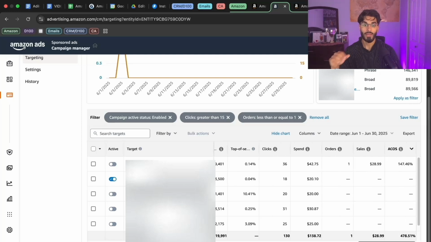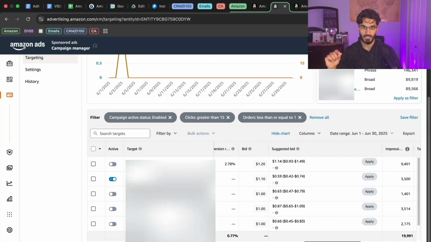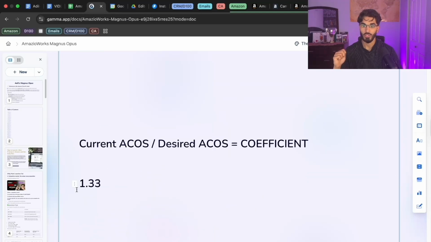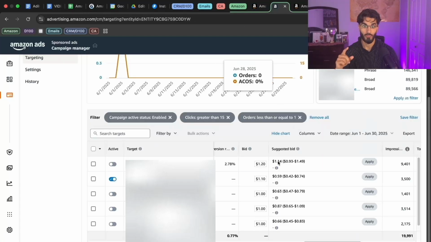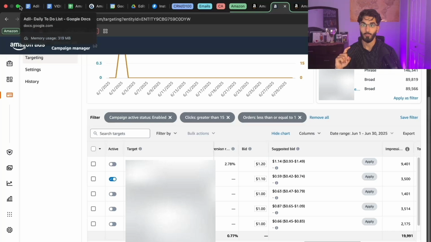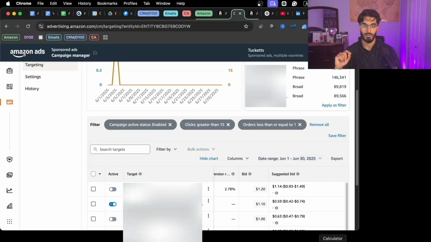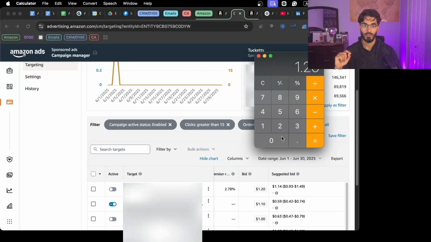But how we can use the coefficient in an example like this is if our bid is at $1.20, so we're not converting well for our $1.20 bid. So we're going to go back into our actual coefficient. I think the coefficient was 1.33. 1.33 was the coefficient that we came up with. So let's go down here, get my calculator. We're going to do 1.20 divided by 1.33. That gives me 90 cents. What does this mean? We should reduce our bid to 90 cents. And that is because that is below where we want to focus on our new ACOS of 30%. And this is how we're going to get it.